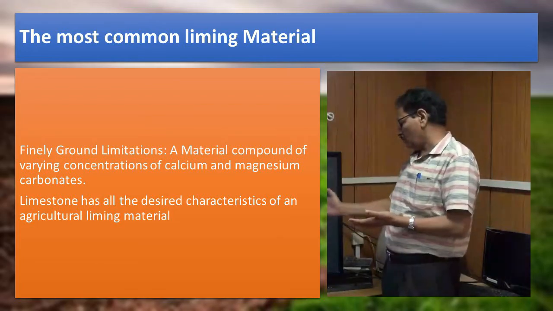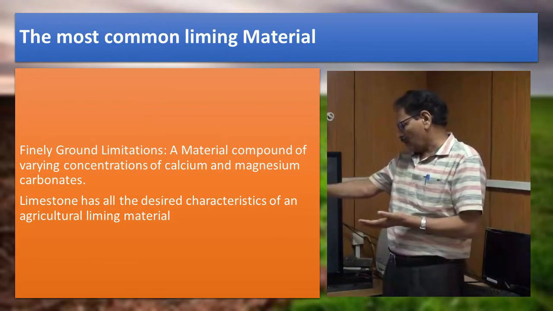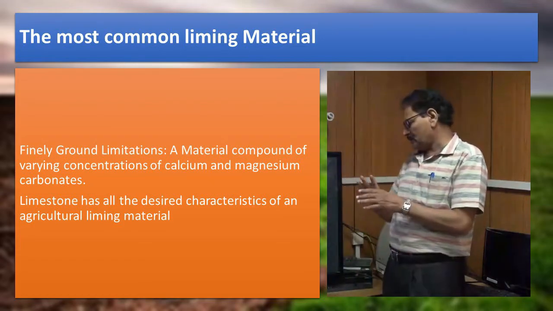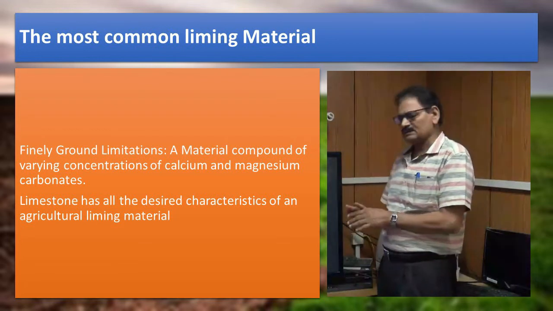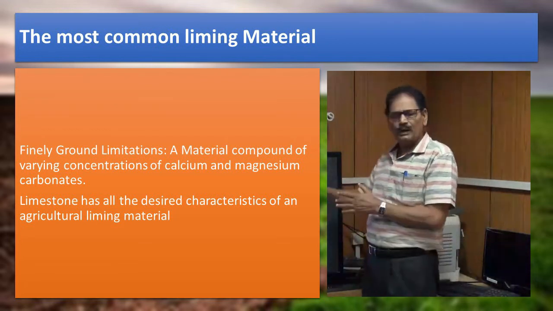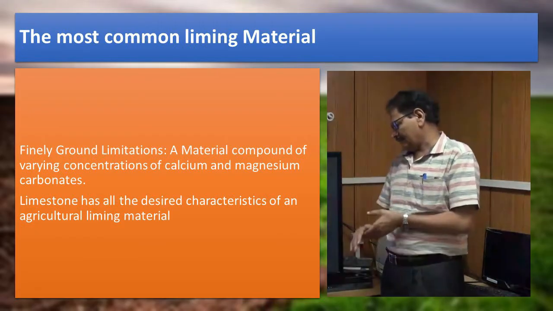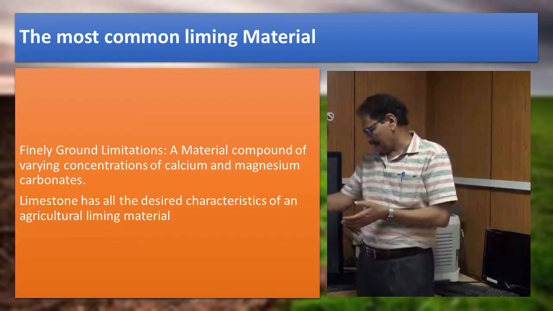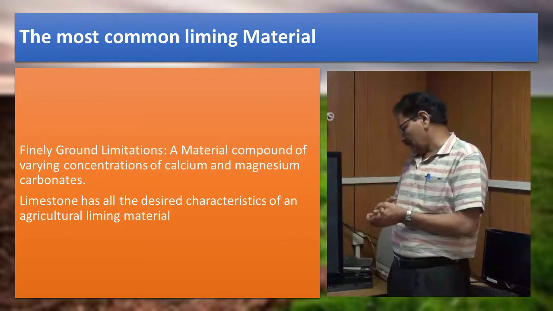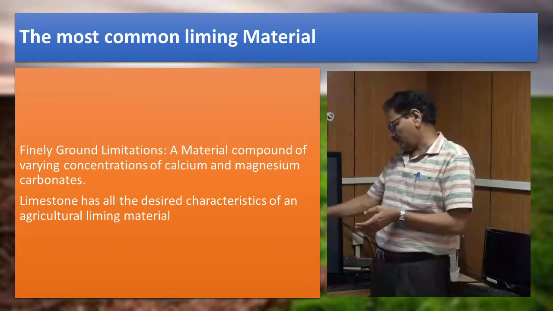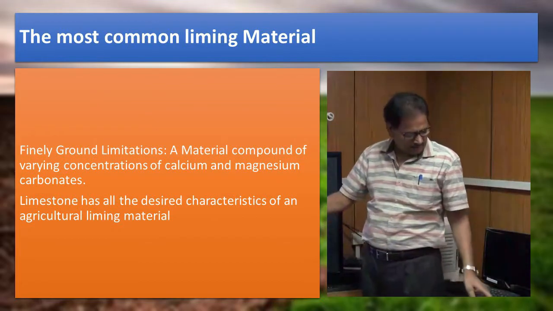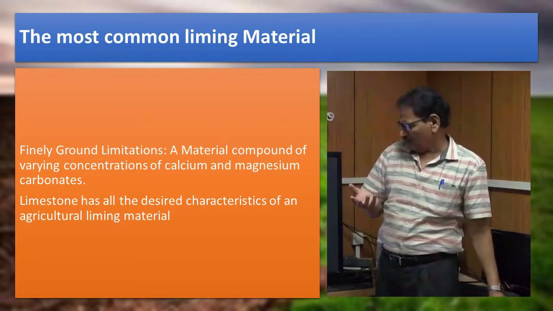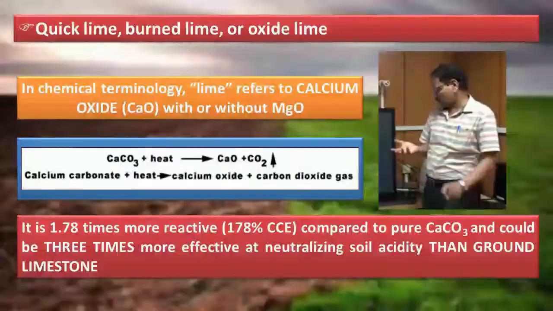Most of the common liming materials are finely ground limestone, a material composed of varying concentrations of calcium and magnesium carbonate, as for example calcite and dolomite. Limestone has all the desired characteristics of an agricultural liming material. Calcite is an ideal liming material for neutralizing acid soil.